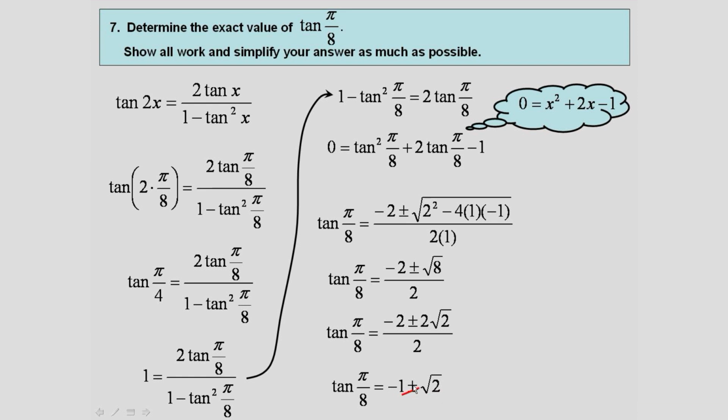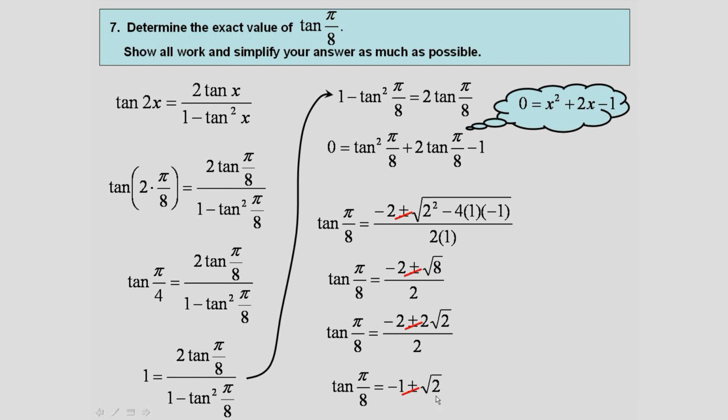Now, the positive option is fine because negative 1 plus root 2 is positive, as it should be in quadrant 1 for tan. Okay. For good form, we'll just go back up here and cross off these negatives as well, because they technically shouldn't be there, should they?